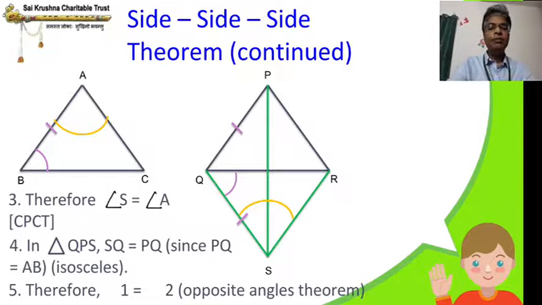Now therefore angle 1 equal to angle 2. Now I am going to draw angles that you see, blue color, angle 1 equal to angle 2. Why? Yes, opposite angles theorem. If two sides are equal, then the angles opposite to both the sides are equal to each other. So we already seen this in the isosceles triangle theorem.